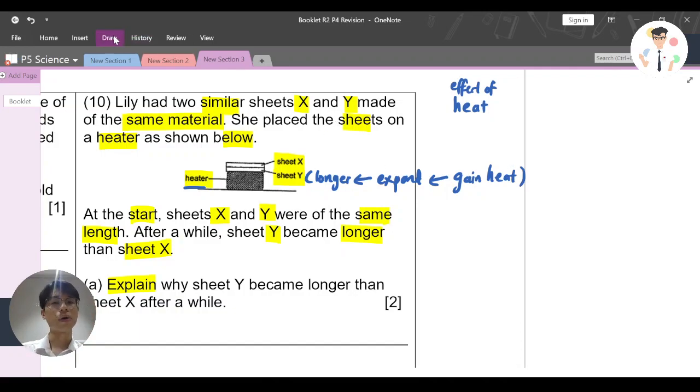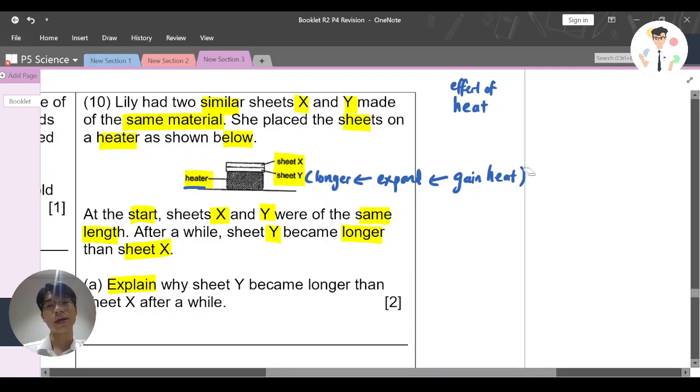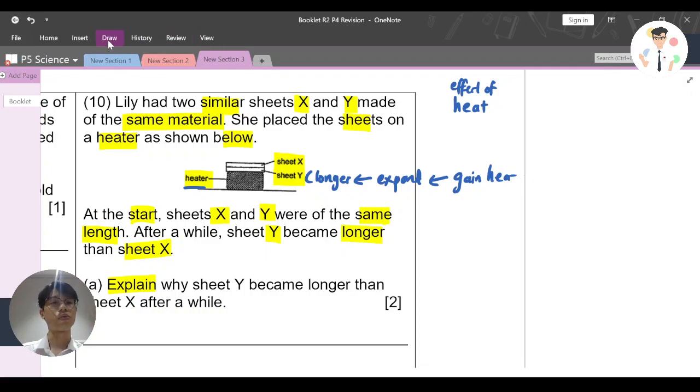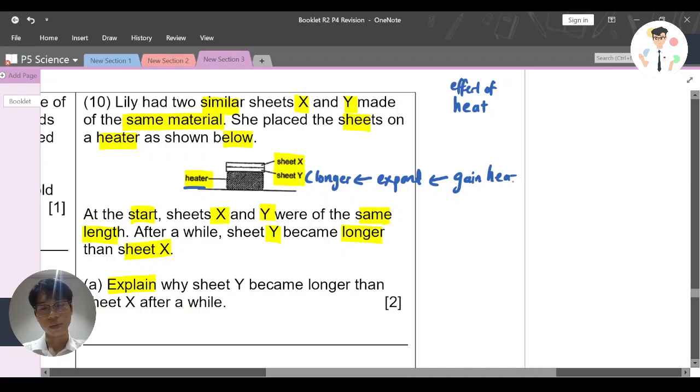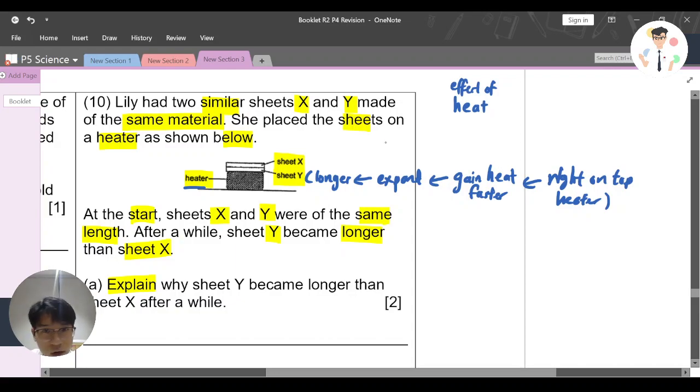But X is also on top of the heater, so why doesn't X become longer? Because Y gains heat faster. Why faster? Because it is right on top of the heater. That's why it gains heat faster. So why does it become longer? Then this is the train of thought that you can explain.